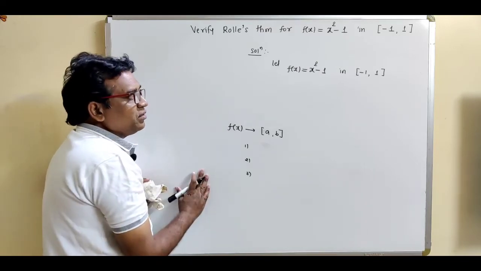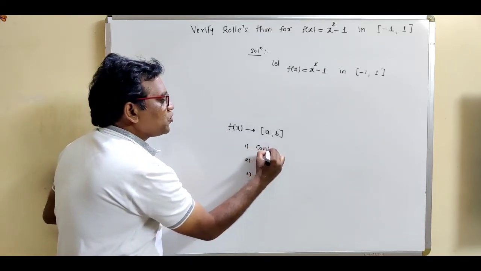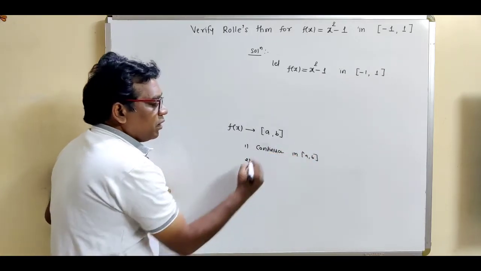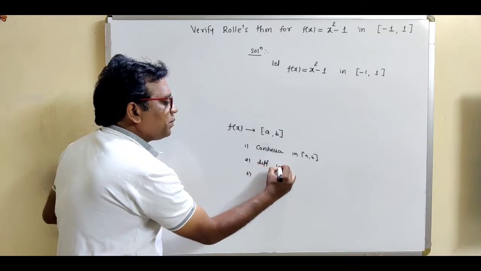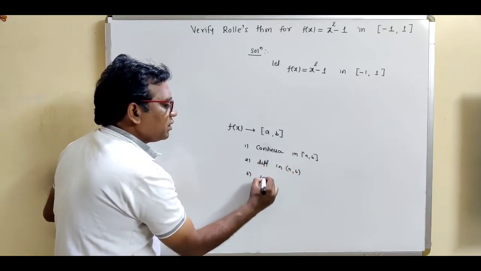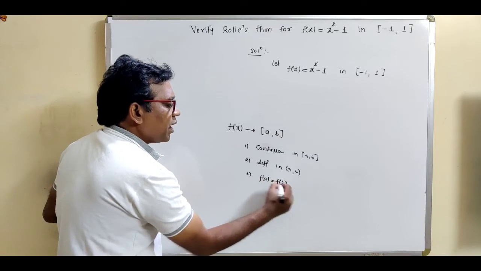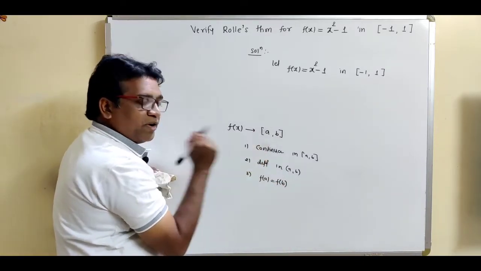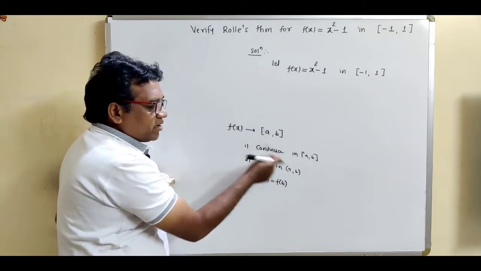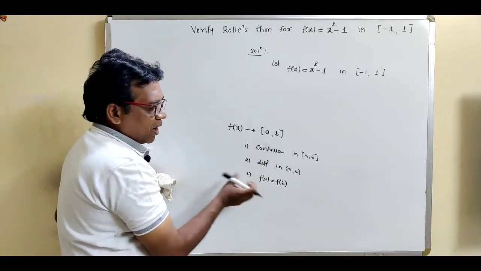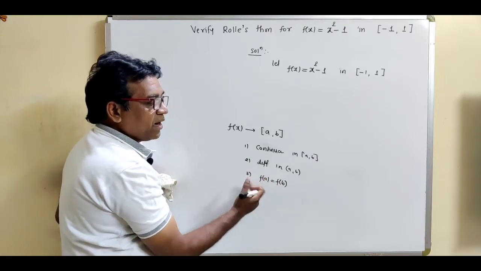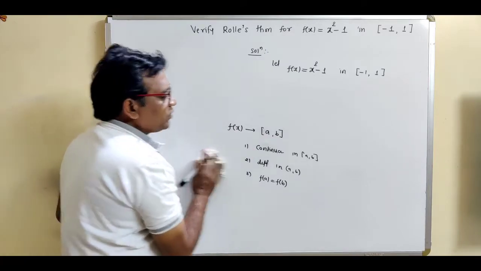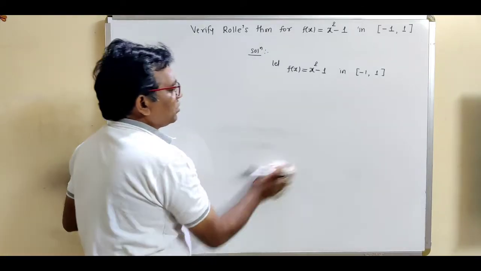So what are those conditions? The function should be continuous in the closed interval. The function should be differentiable in the open interval, and the functional values are equal at the end points. The first condition is about continuity, the second condition is about the differentiability of the function, and the third condition is about the equality. Continuity, differentiability and equality. So first of all, check this first condition, which is about continuity.